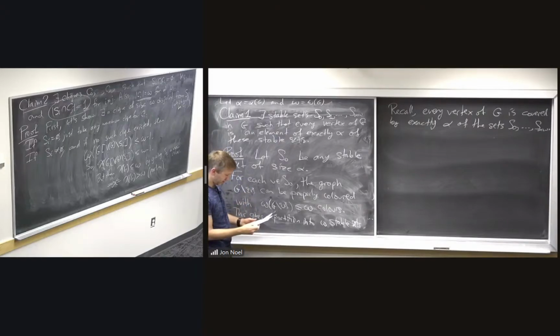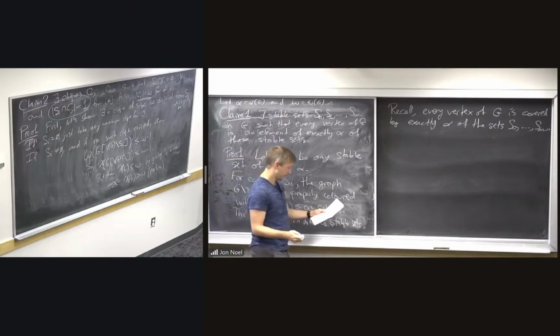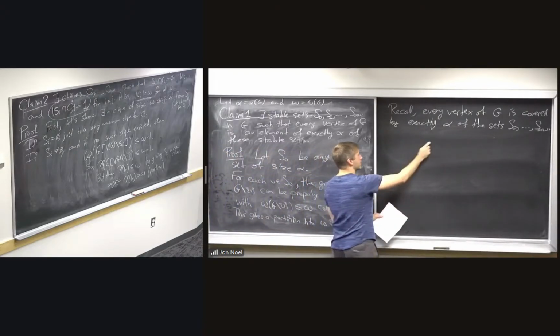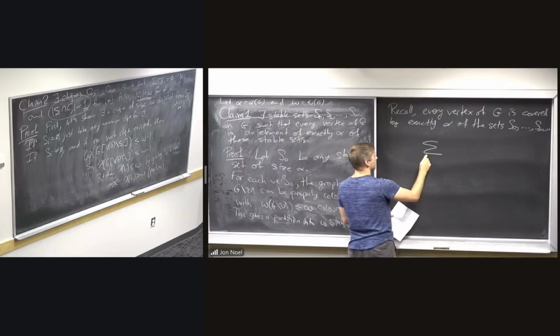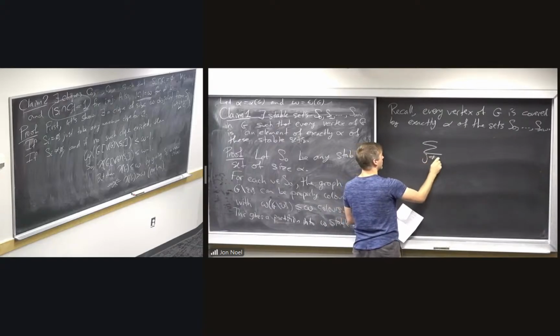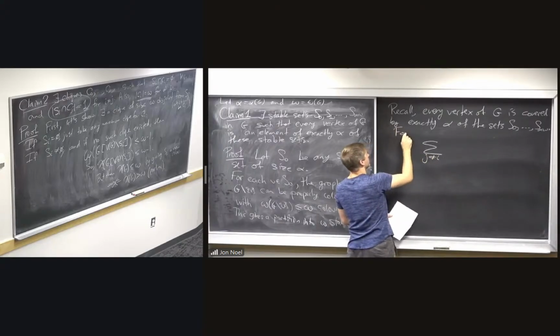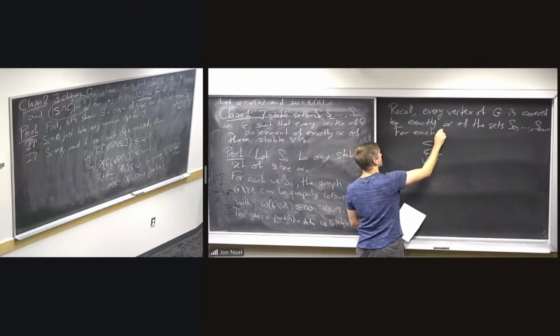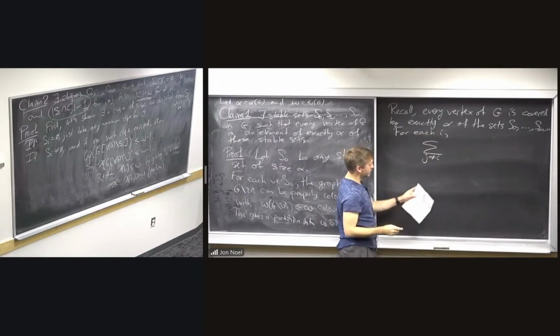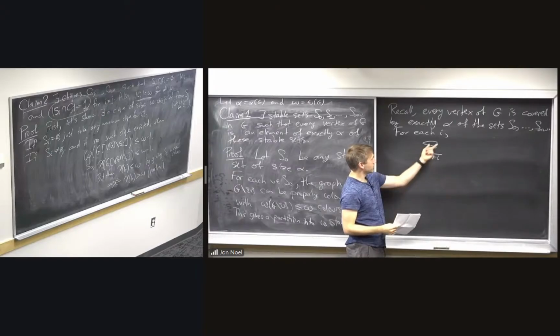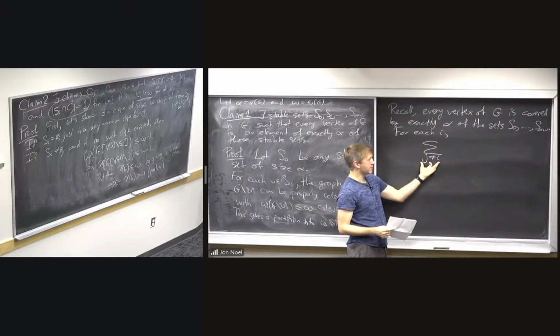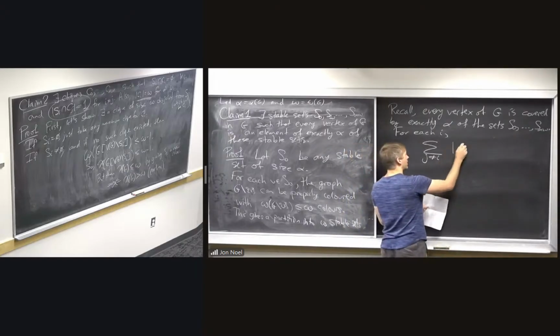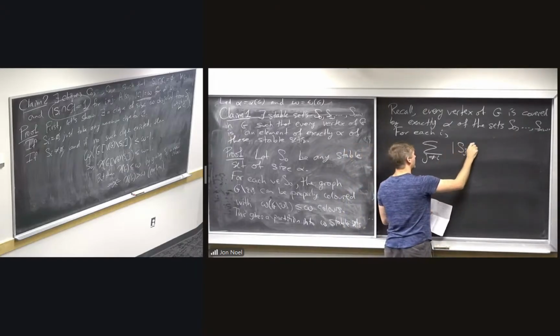So for each I, I fixed some I, and I'm going to sum over all the other values of J and take the cardinality of S_J intersect C_I.